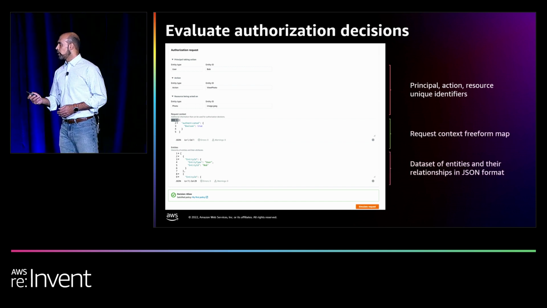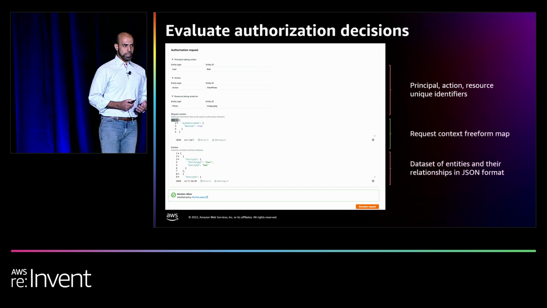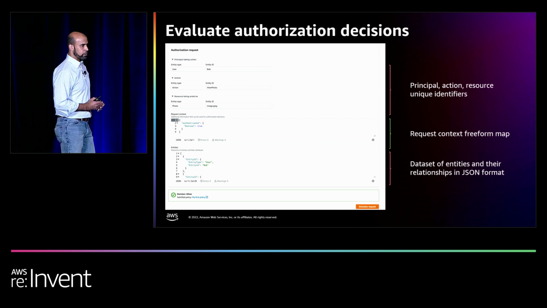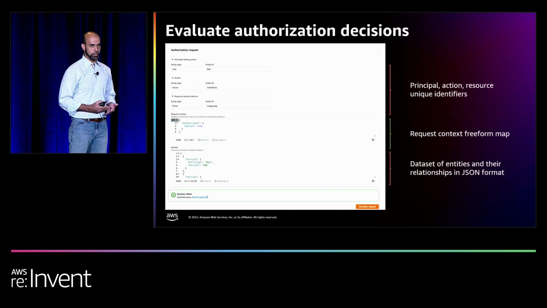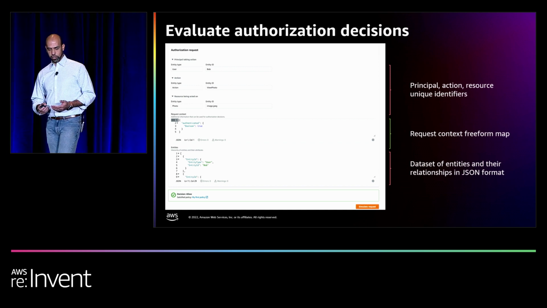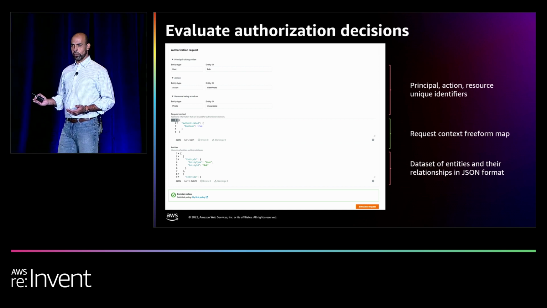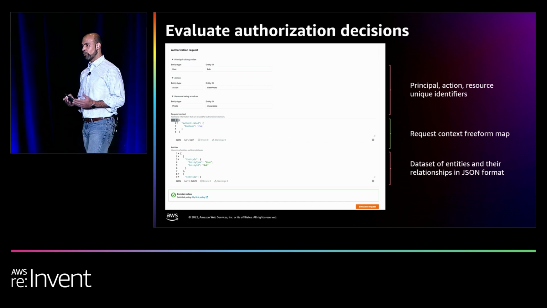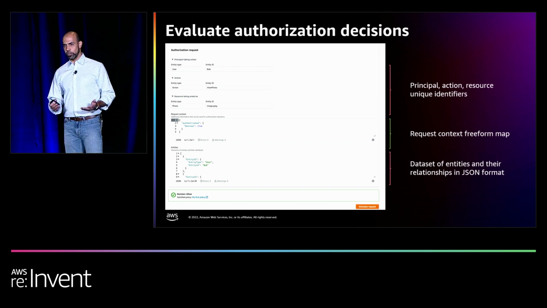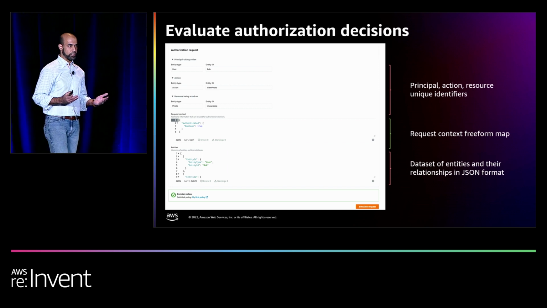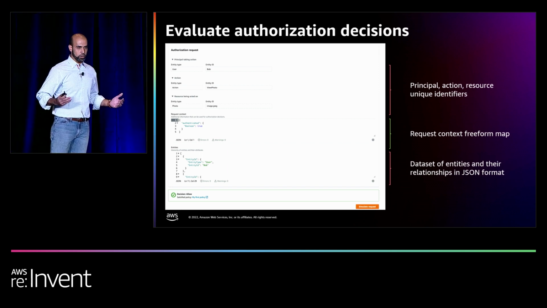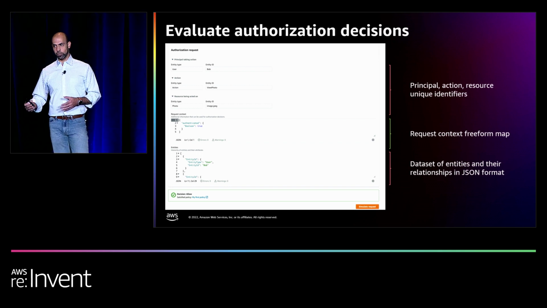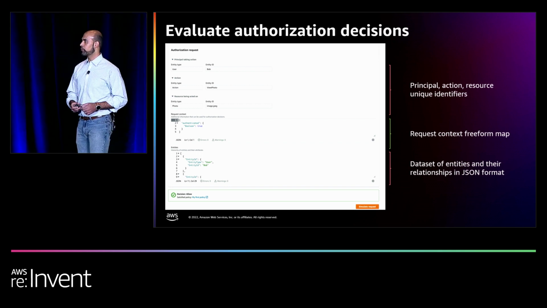The last piece of information is providing your data set. The data set is a JSON format that tells the engine what are my entities and what are the relationships between these entities. For example, if I ask the engine, is Bob authorized to view the image.jpg, I have to tell the engine who's Bob, what is an image, what are the attributes of these entities, and how they are related to each other. So the engine reasons over this data using the policies in my policy store and tells me if it's allowed or denied.